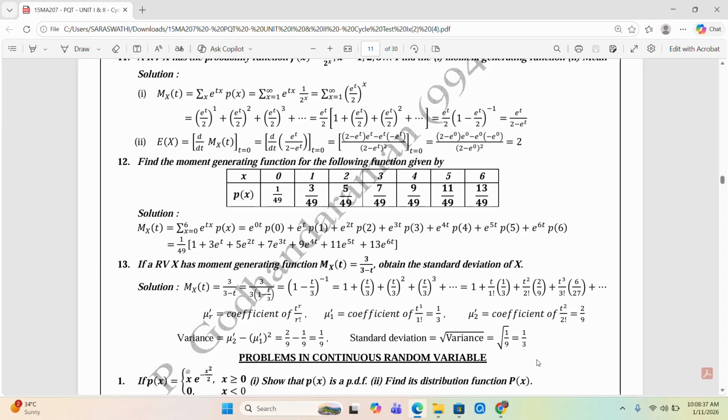Mu 2 dash is equal to 2 by 9 minus mu 1 dash whole square. Mu 1 dash is 1 by 3, whole square is 1 by 9, so 2 by 9 minus 1 by 9 is equal to 1 by 9. Therefore, standard deviation is equal to the square root of variance. Square root of 1 by 9 is 1 by root 9, which is equal to 1 by 3.